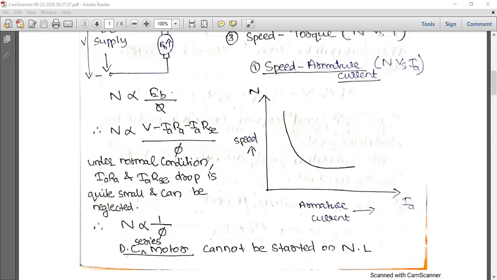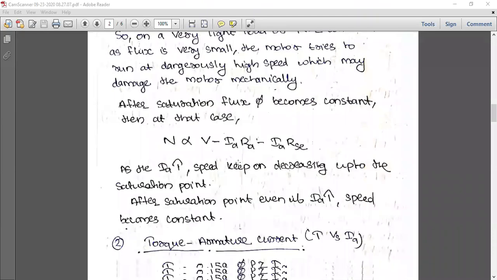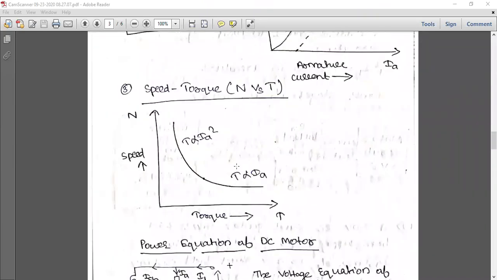So all these equations, everything, you should write for this third curve also. This is a very important question in your exam as well as your lab exam, because these are very theoretical and understanding questions. So here it is the same. Before saturation, TA is proportional to IA square, and after that flux becomes constant, so TA is proportional to IA.